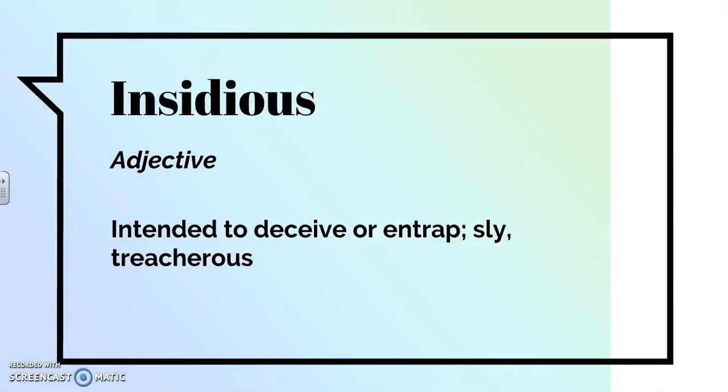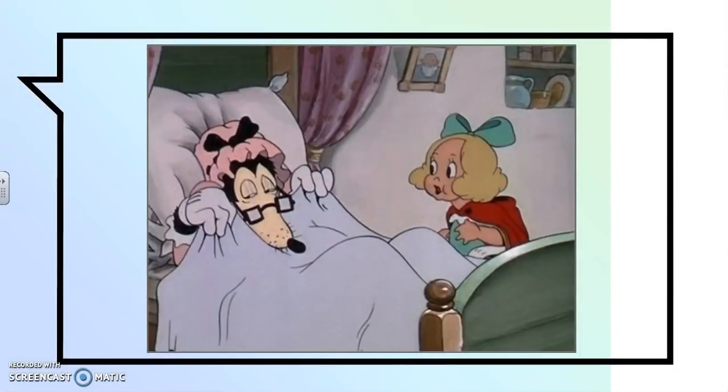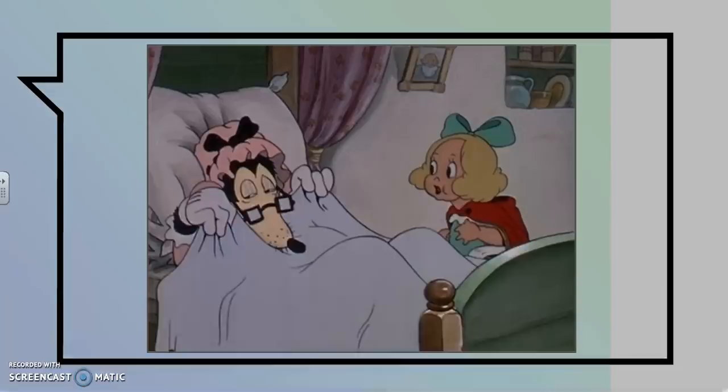He is intending to deceive or entrap her. He is sly and treacherous, dressing up as Granny. And in order to eat Little Red Riding Hood, he is an insidious character.